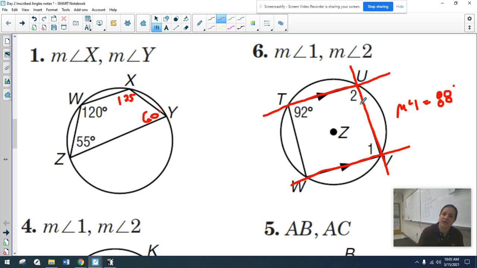So parallel lines and a transversal. These are same side interior angles, which means they are going to add up to 180. So in this case, these ones also add up to 180, but only because you have parallel lines. So that means the measure of angle 2 is 92 degrees. Okay, that'll only happen if you have those parallel lines there.